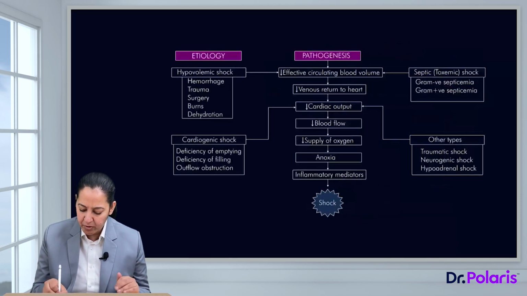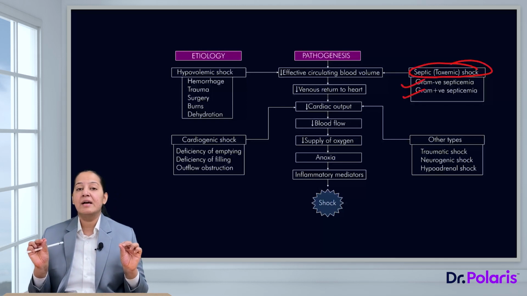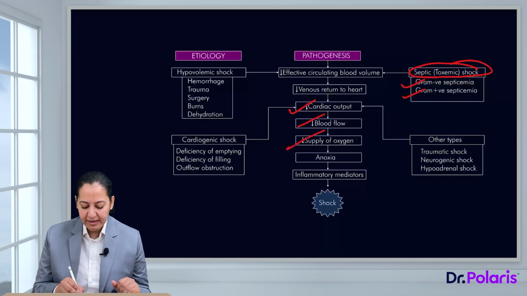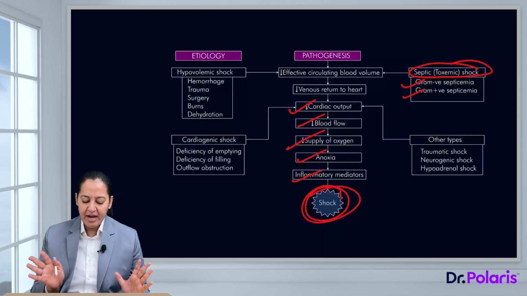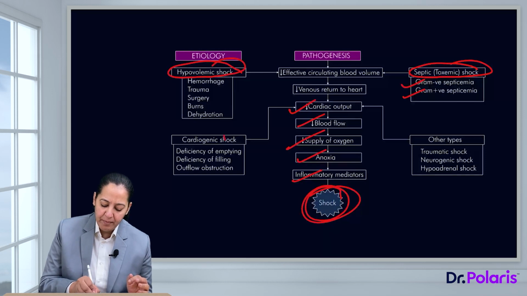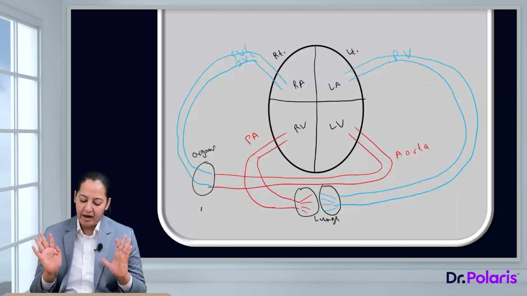So here in this diagram also you can see this is septic shock, either due to gram-positive bacteria or gram-negative bacteria. Ultimately, whether gram-positive or gram-negative bacteria, the end result is increased capillary permeability. So fluid leaks out. So less fluid, less cardiac output, less blood flow to the organ, less oxygen supply to the organ, ultimately leading to anoxia and inflammatory mediators, and ultimately leading to shock. So you can appreciate in this diagram the three types of shock along with their pathogenesis: hypovolemic, cardiogenic and septic. The pathogenesis of the three types of shock I have shown you in one diagram.